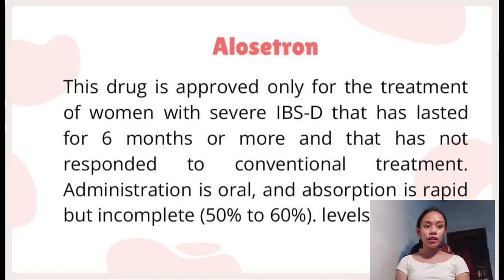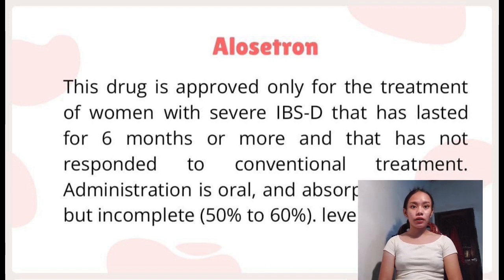For our first drug, we have alosetron. This drug is approved only for the treatment of women with severe IBS that has lasted for 6 months or more and has not responded to conventional treatment. Administration is oral, and absorption is rapid but incomplete, at 50 to 60%. Although alosetron is generally well tolerated, it can cause severe adverse effects. Deaths have occurred, and the most common problem is constipation, 29%, which can be complicated by impaction, bowel obstruction, and perforation.